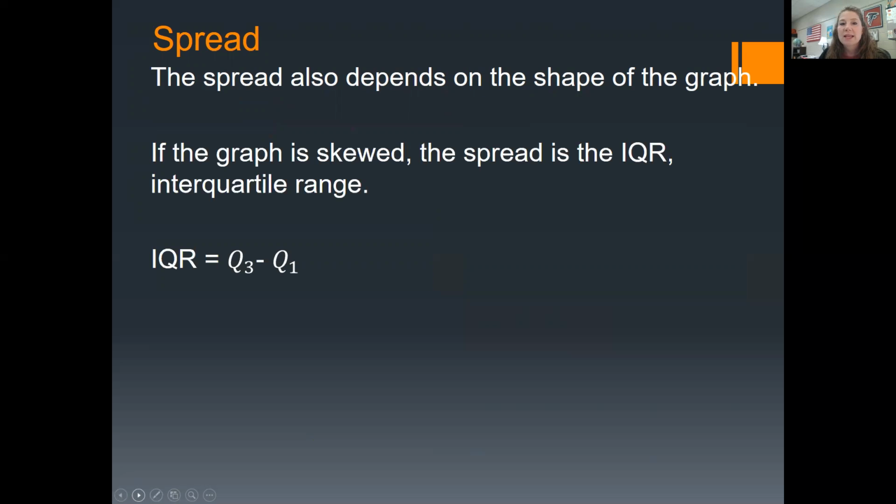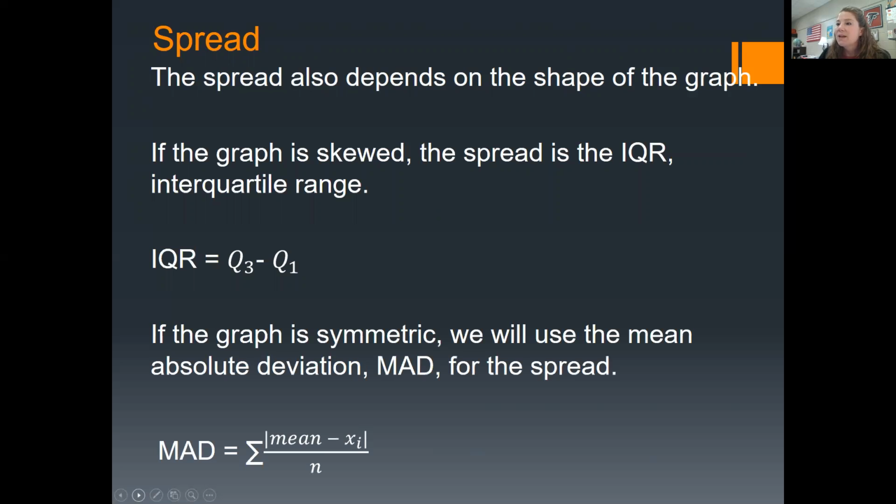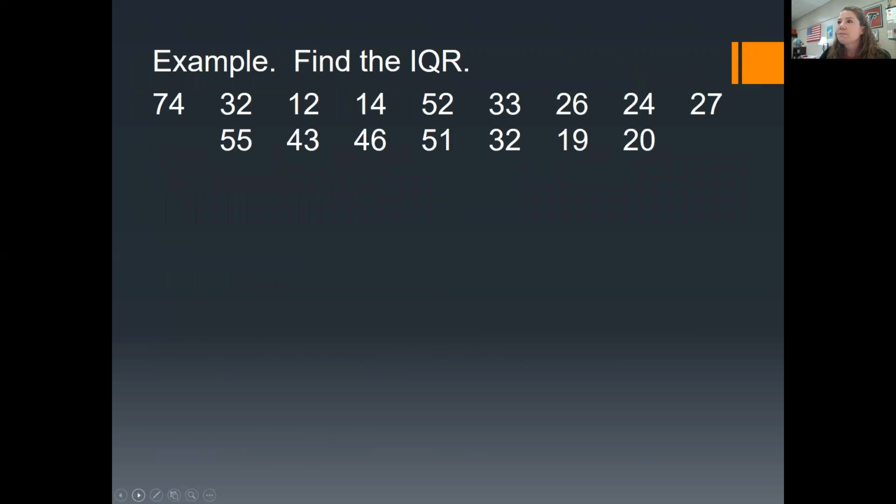So that's where you take the lower quartile, which is Q1, and you subtract it from the upper quartile, which we can also call Q3. And also, remember last week we talked about the mean absolute deviation. So if you have a graph that's symmetrical, if you talk about the spread, we can also talk about the mean absolute deviation. But if it's skewed, you only want to talk about the interquartile range.